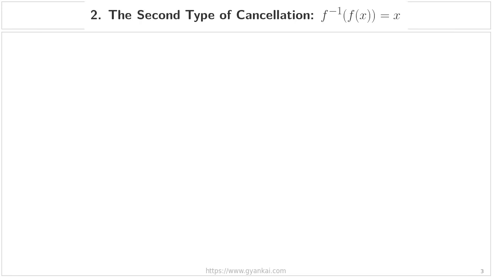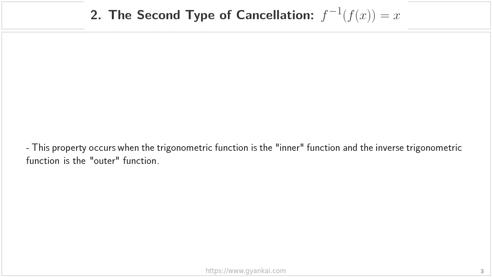To the second type of cancellation, f⁻¹(f(x)) equals x.